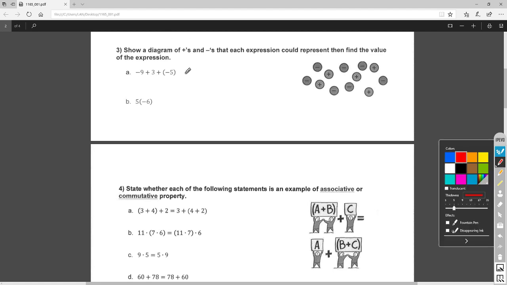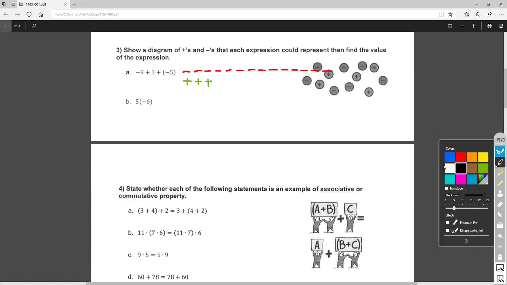So I'm going to go ahead and use red for my 9 negatives. 1, 2, 3, 4, 5, 6, 7, 8, 9. Plus 3 positives. So again, I'm going to draw the positives right underneath, and that will help me circle my 0 pairs a little bit easier. All right, and then plus 5 more negatives. So I'm going to add 5 negatives to my row of negatives.